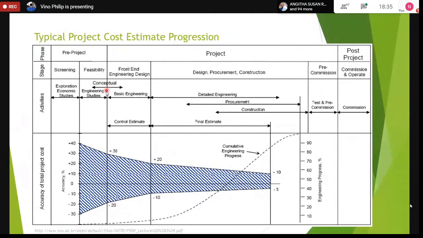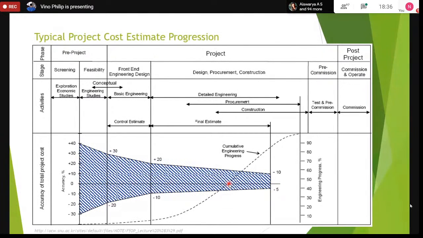And then you have to do studies. Then the studies will show whether it's feasible. If it's feasible with major economic considerations, then you go into FEED, front-end engineering, and basic engineering, and then you start creating control estimates. And then you have this final estimate over here, which is used during the detail engineering, procurement, and construction. MODEC as a company is invited by companies like Shell, BP, ONGC, or any other companies.